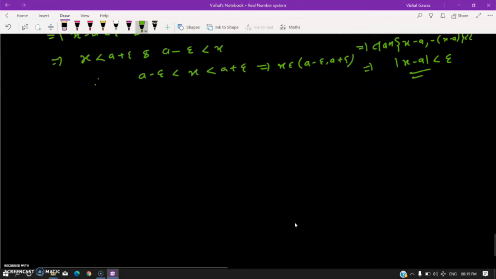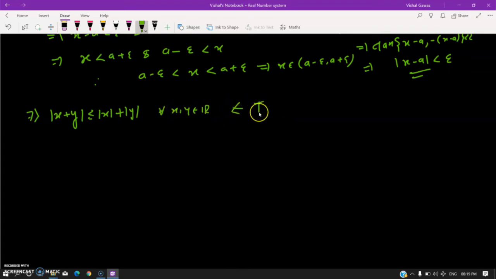Let's look at the seventh property. This says that modulus of x plus y is always less than or equal to modulus of x plus modulus of y, for every x, y in R. This is called the triangle inequality.